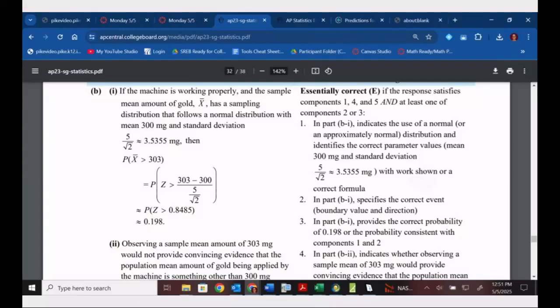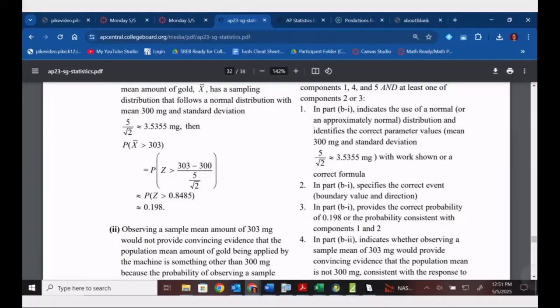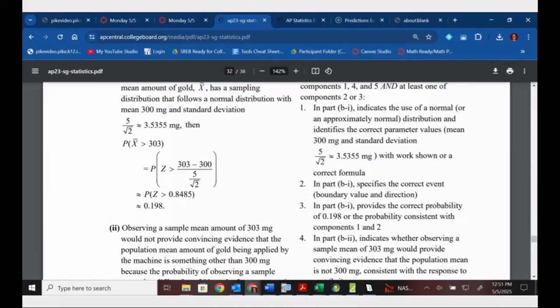In part B, component 2 specifies the correct event, boundary value, and direction. Again, a picture would take care of these 2 parts except for the work shown on your standard deviation. Component 3 provides the correct probability of 0.198 or a probability consistent with components 1 and 2. So if you used a standard deviation of 5 here instead of a standard deviation of 5 divided by the square root of 2, your component 3 is going to be something other than 0.198.